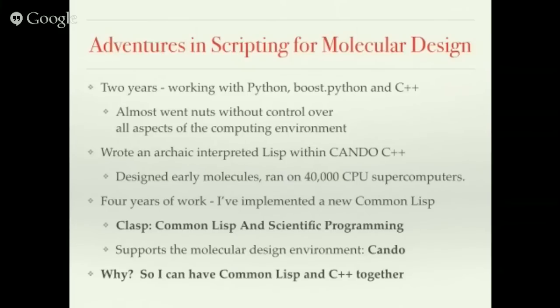It's called Clasp. It stands for Common Lisp in Scientific Programming. And it is the foundation that the CANDO software, the molecular design environment that I've written, is built on. And basically, I had to write a new Common Lisp because I want Common Lisp to talk to C++. And there are very few languages that can interoperate with C++ in the way that I needed them to interoperate.